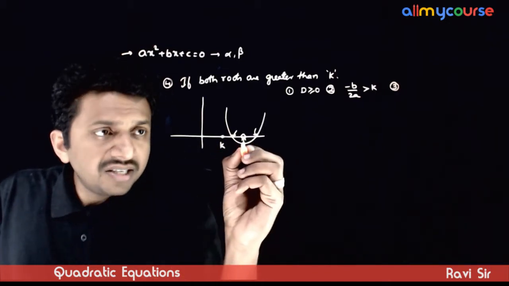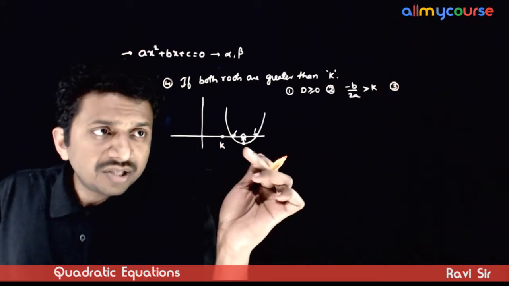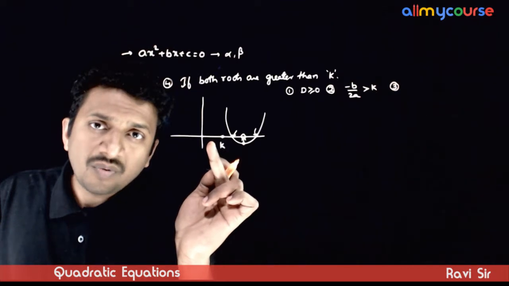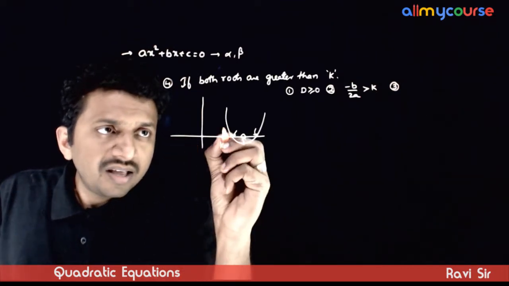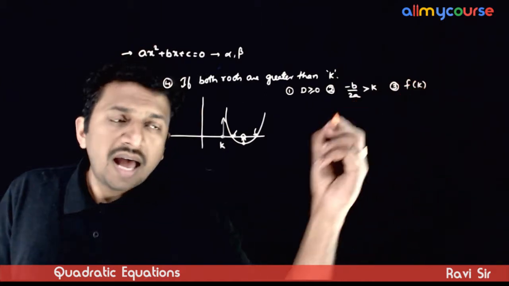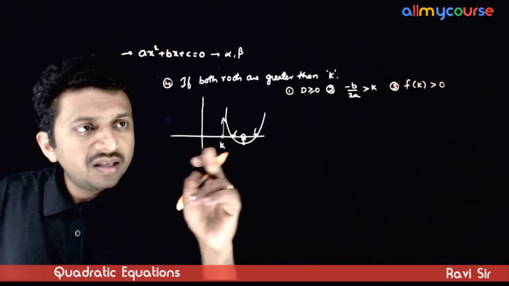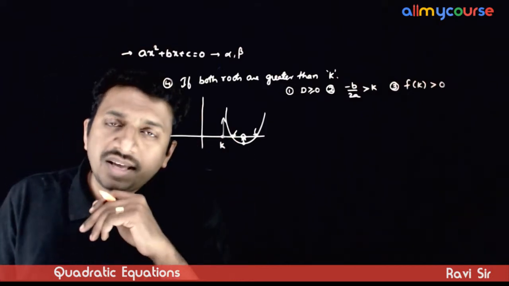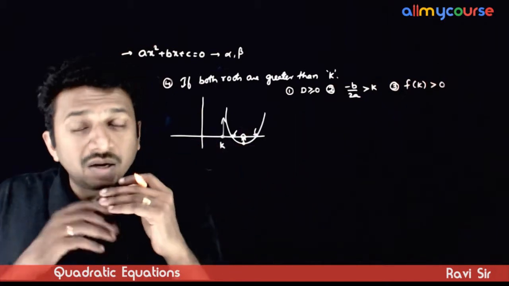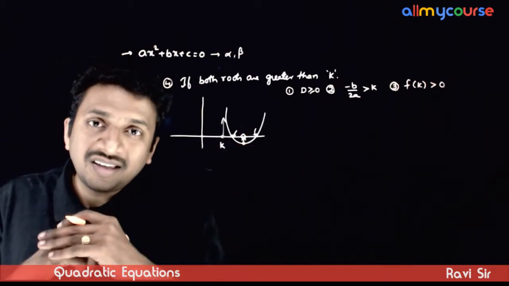Now this next condition is that the graph has to rise up before it reaches the value of k. That is, f of k has to be greater than 0. f of k has to be greater than 0. So these three conditions, do they ensure that both roots are greater than k?